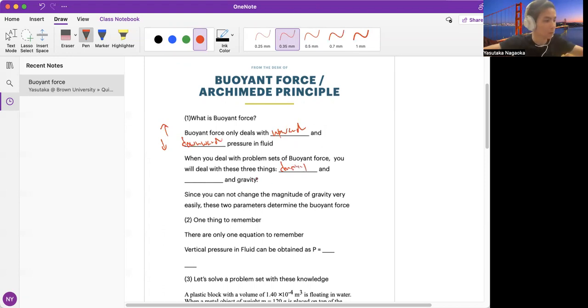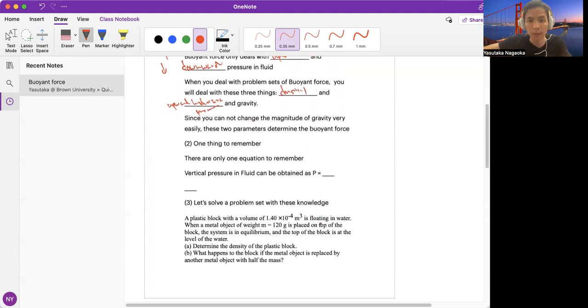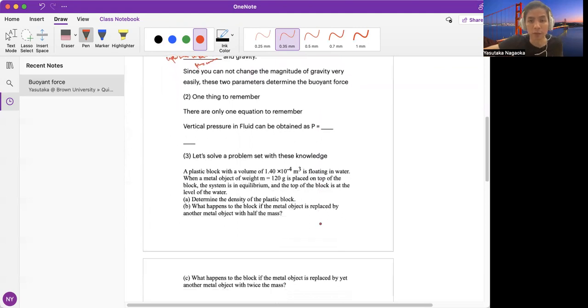And another thing is upward hydrostatic pressure, and gravity. Since, of course, you cannot change the magnitude of gravity on this Earth, these are the only two biggest parameters to determine the buoyant force. And actually, it's pretty simple. There are not many things that you should remember.